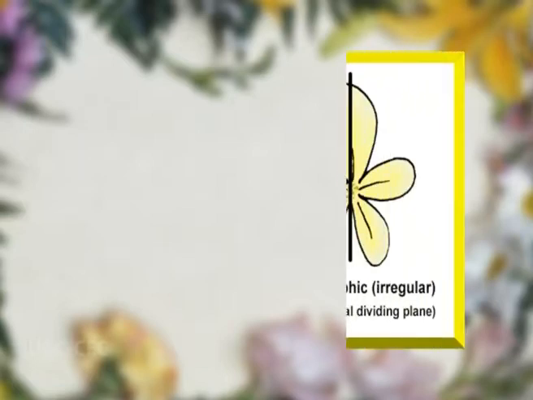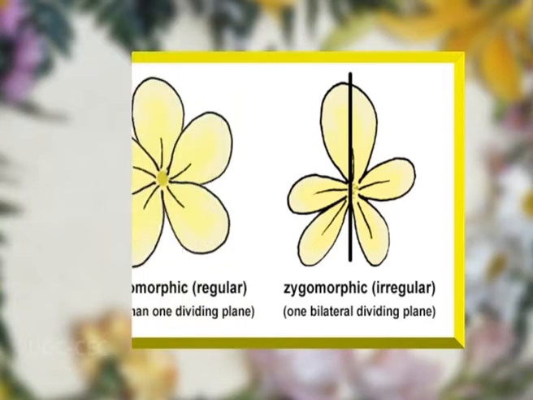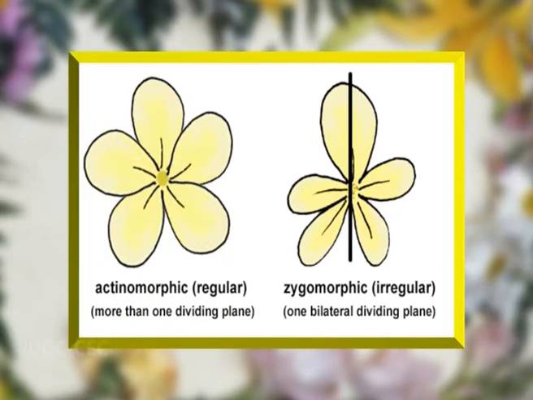Ray florets are always zygomorphic, that is, they can be divided into two equal parts through one plane only, whereas disc florets are always actinomorphic, that is, they can be divided into two equal halves through more than one plane. The capitulum or head is said to be homogamous if it consists of only one type of florets.